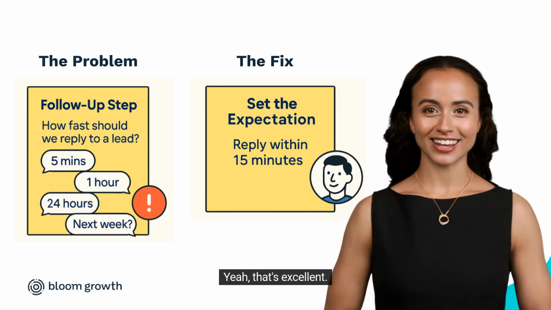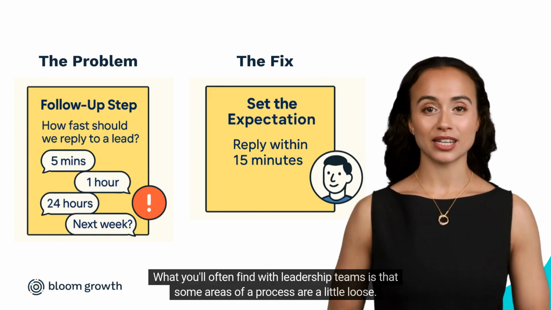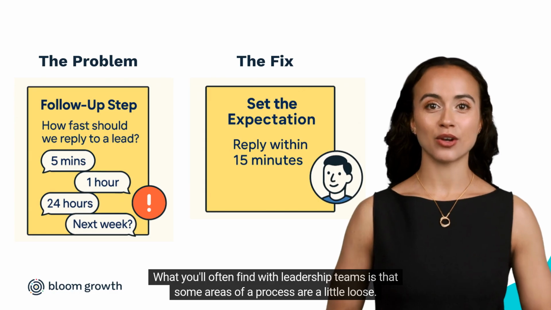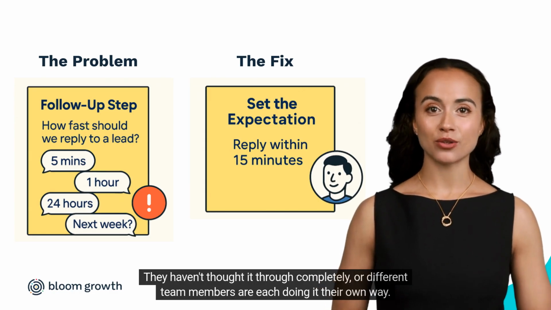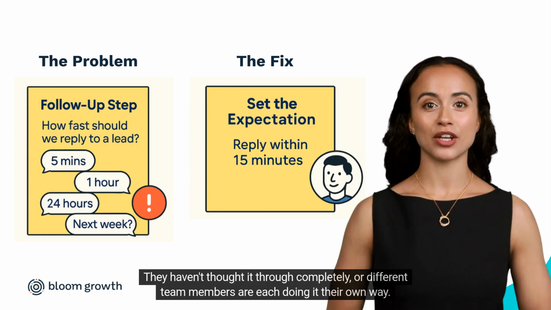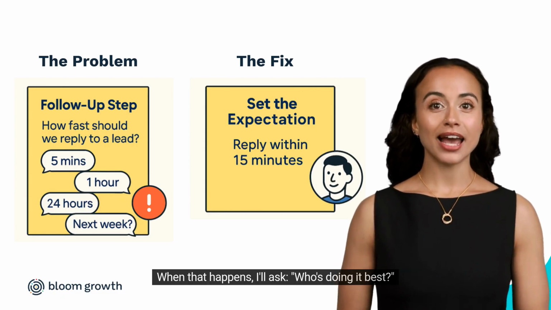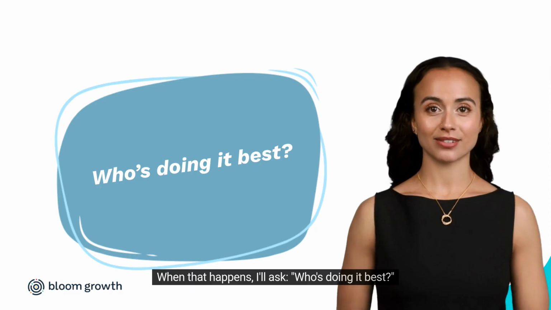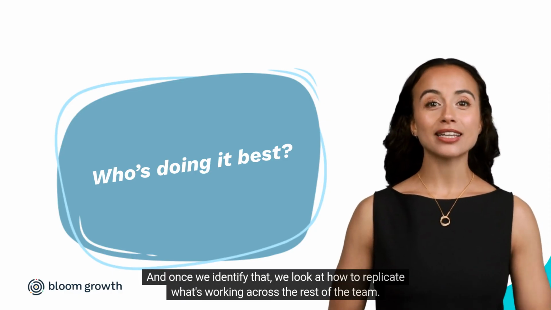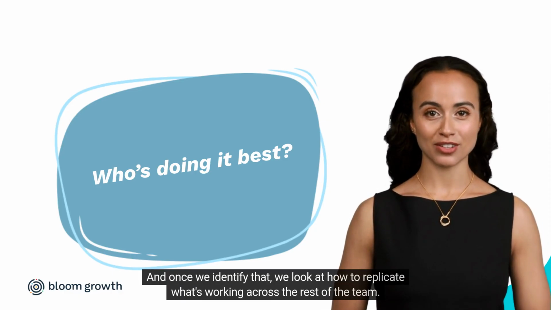Yeah, that's excellent. What you'll often find with leadership teams is that some areas of a process are a little loose. They haven't thought it through completely, or different team members are each doing it their own way. When that happens, I'll ask, who's doing it best? And once we identify that, we look at how to replicate what's working across the rest of the team.